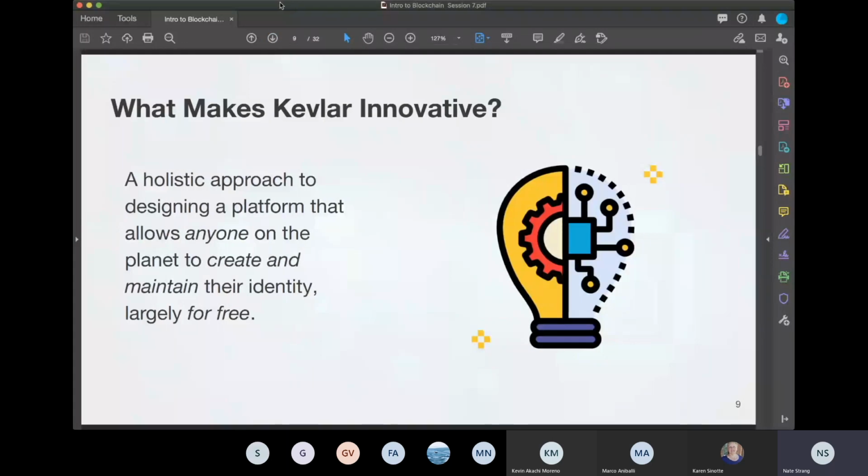Now, the interesting thing about Kevlar is that it's not incredibly innovative. It's pretty easy to create a decentralized identity platform. Now, it's a little bit harder to make it accessible to everyone in the world. And it's even harder to make that solution viable for every scenario or application for identity that exists in the world. So what really makes Kevlar innovative is its holistic approach to designing an identity platform. And this holistic approach is aimed to allow anyone to create and maintain their identity largely for free. And there are some other unique and novel concepts that exist in the Kevlar product and technology. But if we look at the solution at a high level, this is the most innovative and unique aspect that we look at.